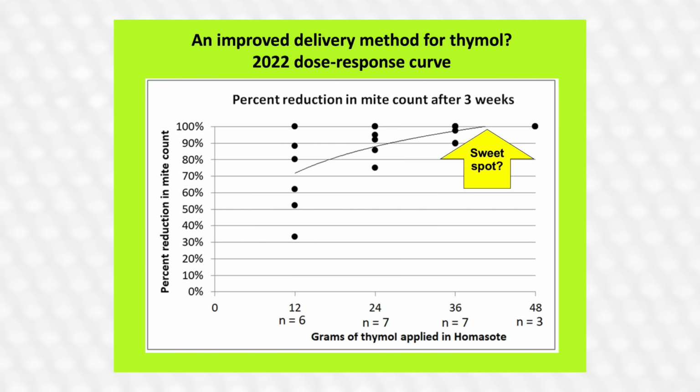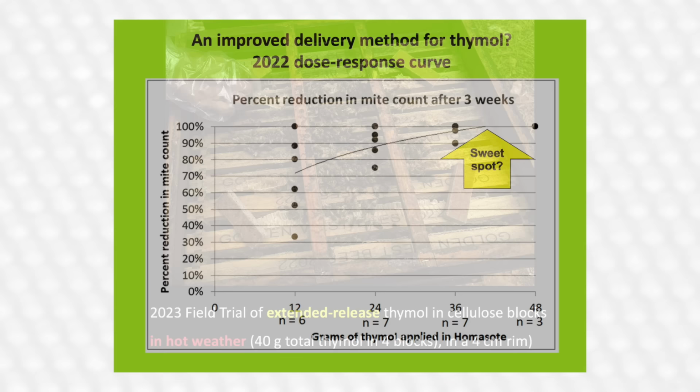48 grams, complete mite control. 36, pretty good. So it looked like the sweet spot would be about 40 grams of thymol applied to a hive. So this season, we made up blocks with 10 grams each. So four blocks would be 40 grams.